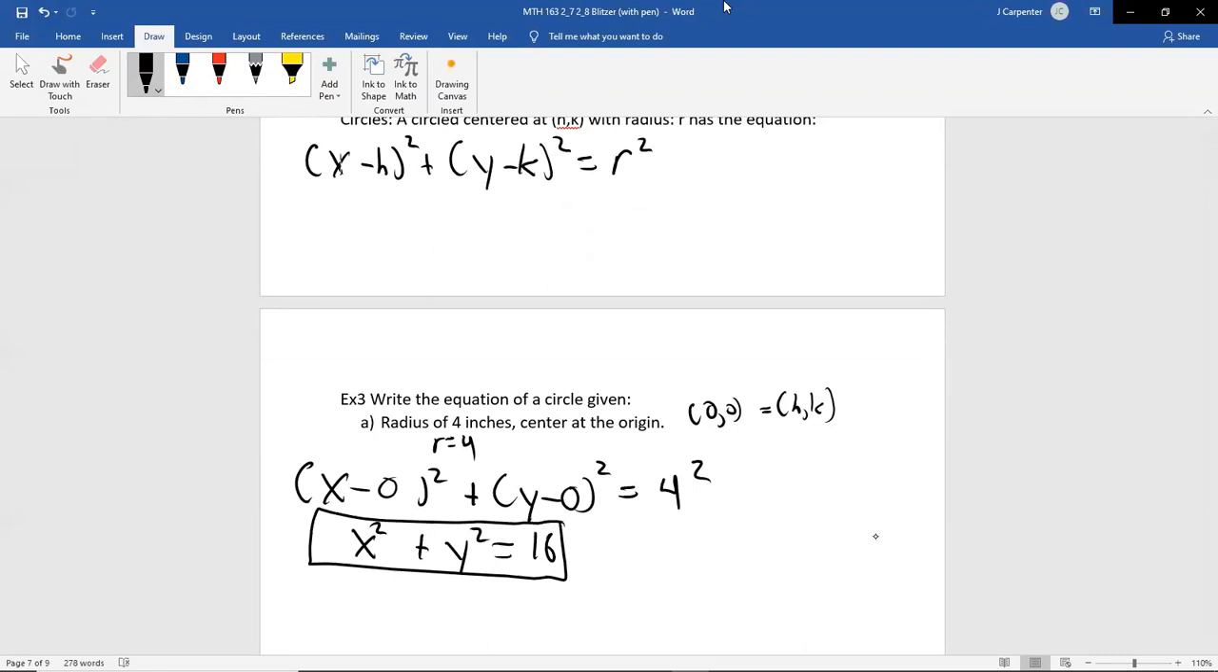I didn't actually ask you to draw it, but if you did, 1, 2, 3, 4 in each direction. I just like to put points 4 left, right, up, and down from the center, which the center was at the origin this time, and then try and draw your best circle around that.